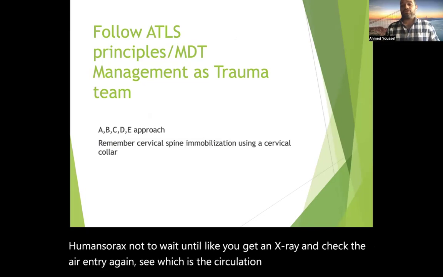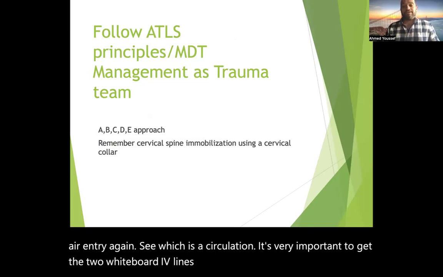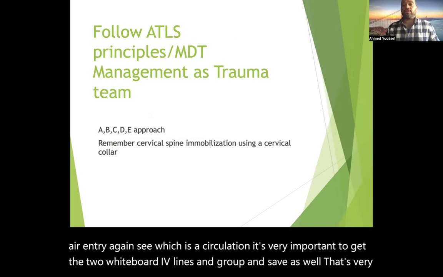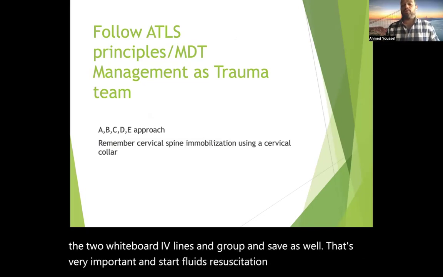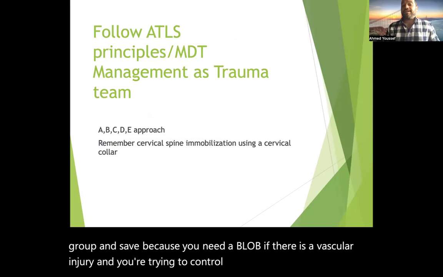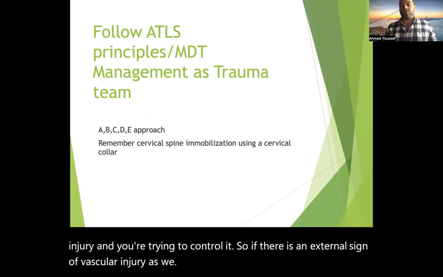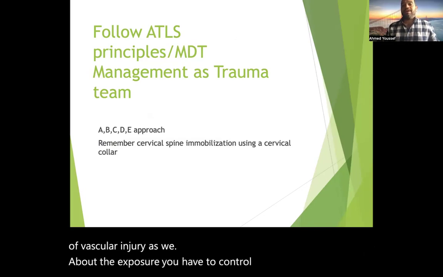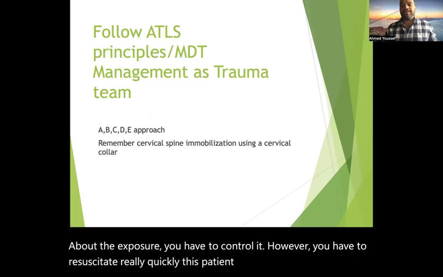It's very important to get two wide bore IV lines and group and save as well. Start fluid resuscitation straight away, and group and save, because you need blood if there is a vascular injury and you're trying to control it. So if there is an external sign of vascular injury, as we will mention about the exposure, you have to control it. However, you have to resuscitate this patient really quickly: two wide bore IV lines and group and save.